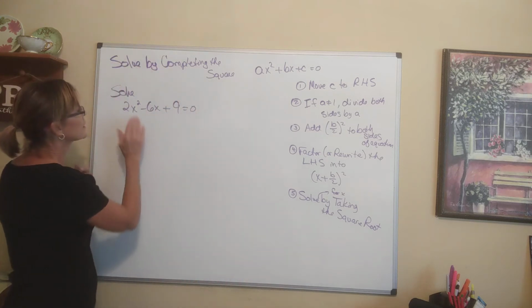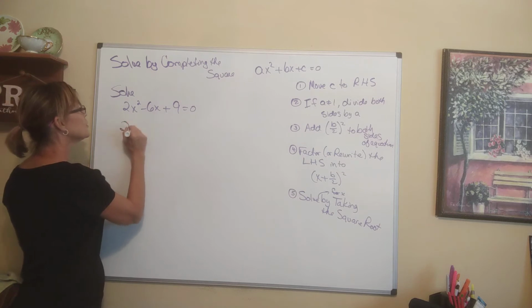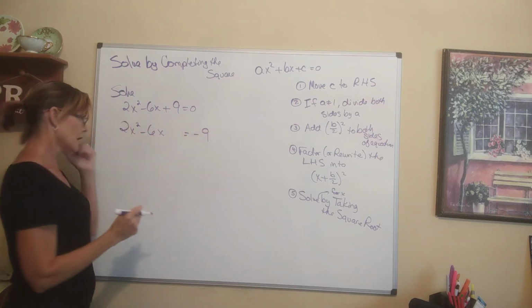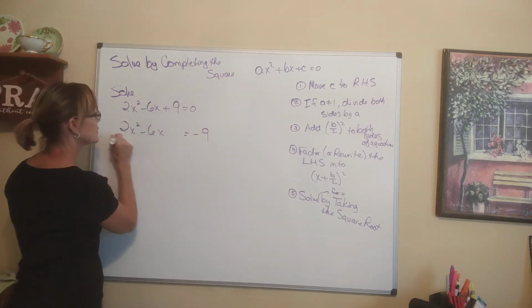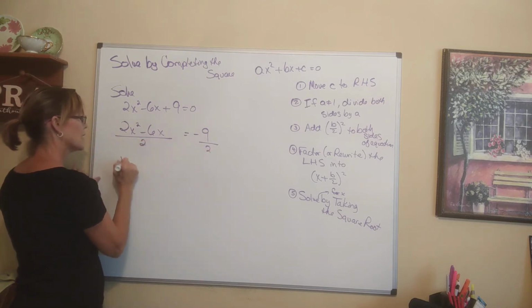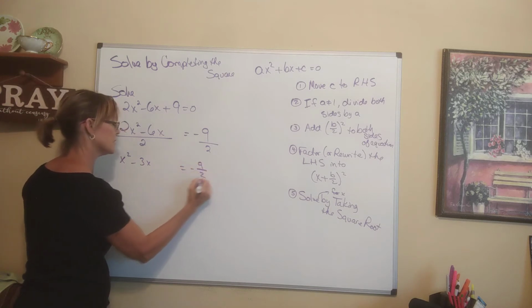So right here, move c to the right-hand side. So we'll subtract 9. So we get 2x squared minus 6x is equal to negative 9. Now, if A is not 1, divide both sides by A. A is not 1, so we're going to divide both sides by 2, which is what A is. Then we get x squared minus 3x is negative 9 over 2.